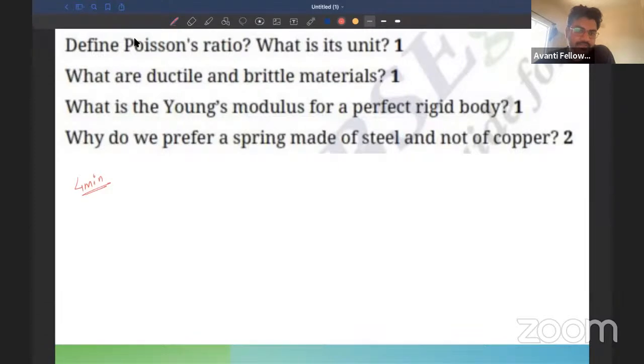Okay, last 1 minute. 1 नहीं, 2 minutes. Sorry. Last 2 minutes.